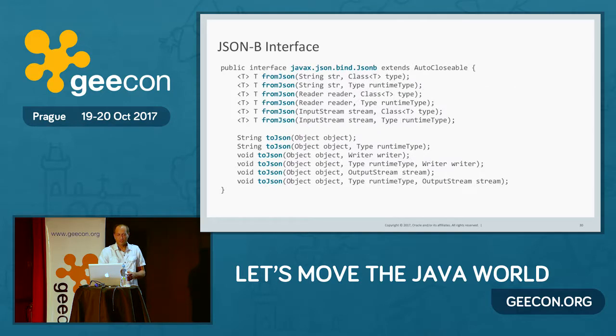JSON-B itself is an interface. It has a bunch of various from JSON or to JSON methods. From JSON, you can work with string, reader, input stream. To JSON, to serialize your data, you can use writer, output stream. It's up to you.